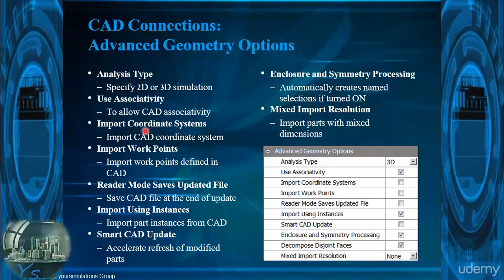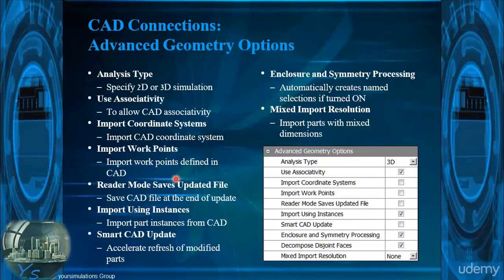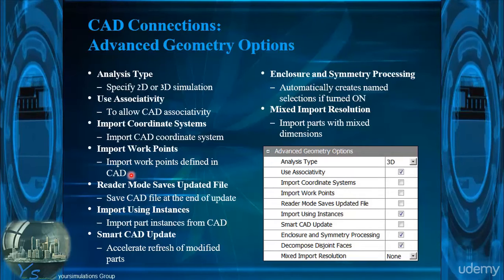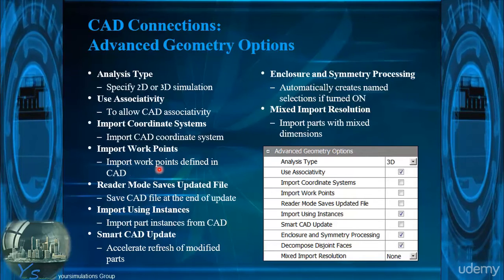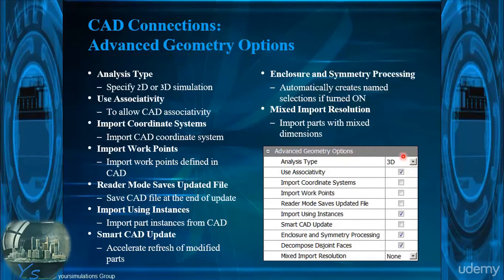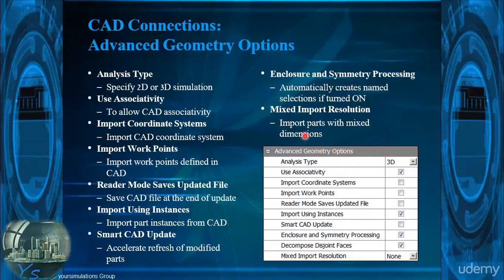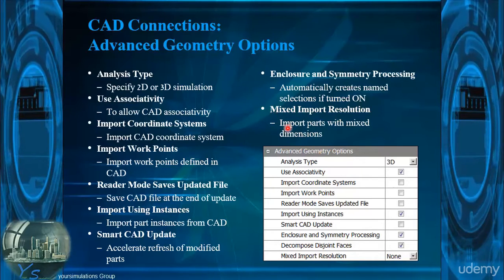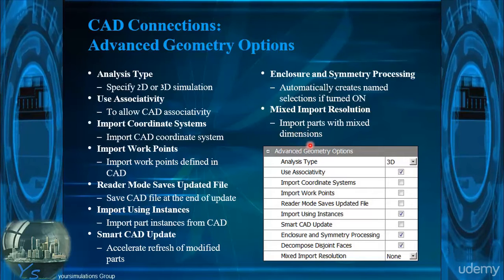So whether you want to maintain associativity, import the CAD systems, import the work points that have been used to define the CAD, maybe you want those or don't want those to be transferred, you can select all of these options in this drop-down option under Advanced Geometry Options. An important one here is Mixed Import Resolution. So if you have mixed dimensions, you can choose to bring those in if you need to as well.